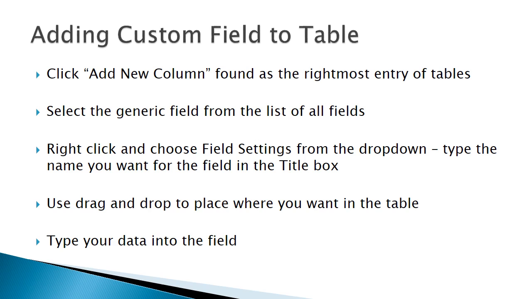A quick way to add a custom field to a table is to use the Add New Column, normally found as the rightmost column of tables. You can select a generic field, then label it as you wish. You can drag and drop it into the column position you want it in for the table, and enter your data into the cells of the field.